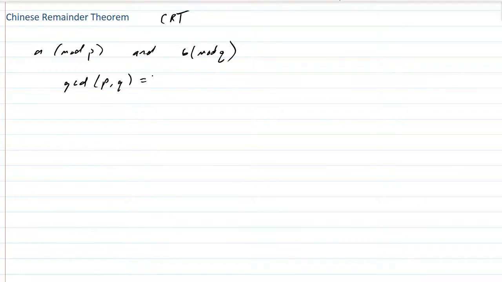Well, what it basically says is that if you want to find a number that is both A mod P and B in mod Q, given that P and Q are relatively prime, then there exists one answer, C in mod PQ. So there exists only one answer.